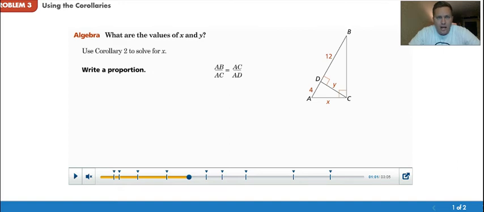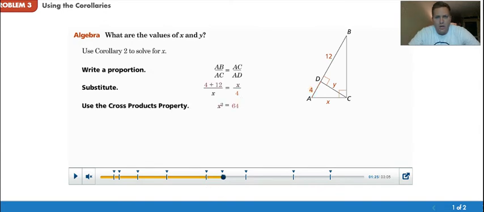So now that I have this proportion, all I'm going to do is plug in the numbers for each one. You're going to write down this right here. So I have this proportion. The hypotenuse of AB is 4 plus 12 over x, and on the other side we have x over 4. Then when I add these two together, I get 16. 16 times 4 is 64, and when I take x times x, I am going to get x squared.